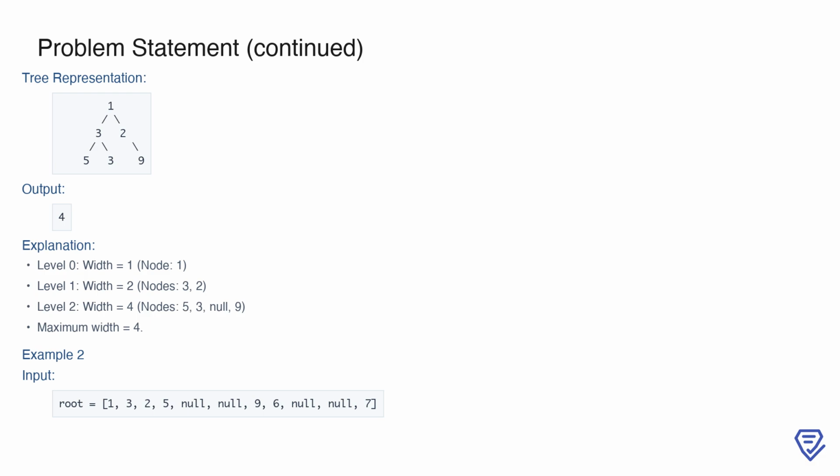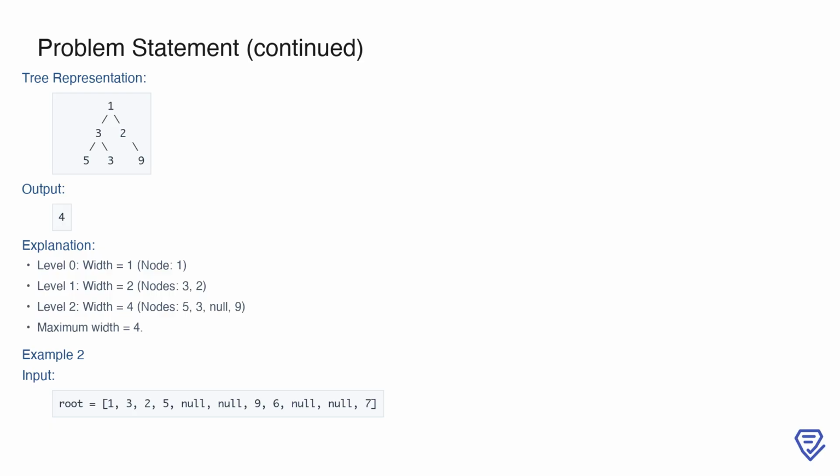The input binary tree is represented as an array 1, 3, 2, 5, 3, null, 9. Visually, the tree is structured like this. The root node is 1, with children 3 and 2. Node 3 has children 5 and 3, while node 2 has only one child, 9, on the right. The output for this example is 4.